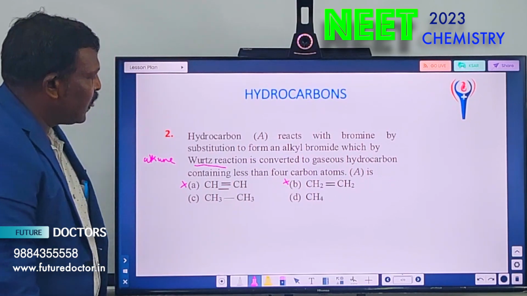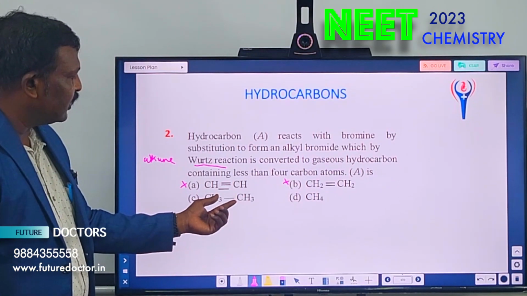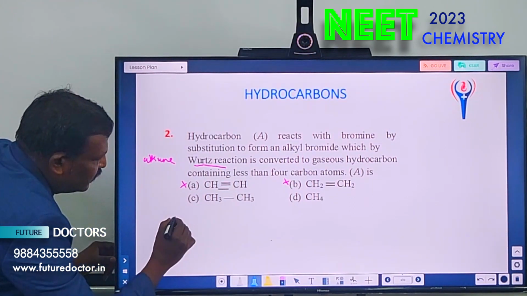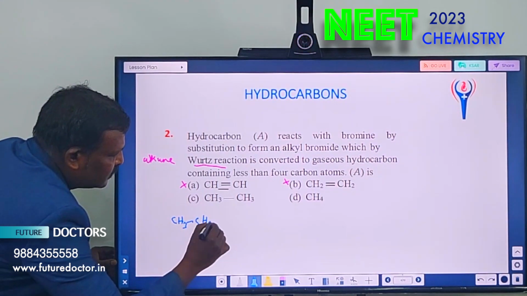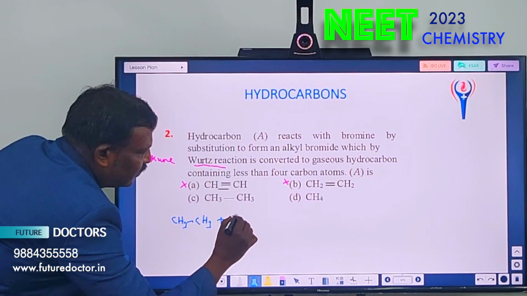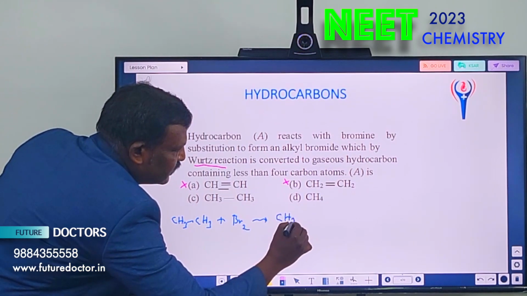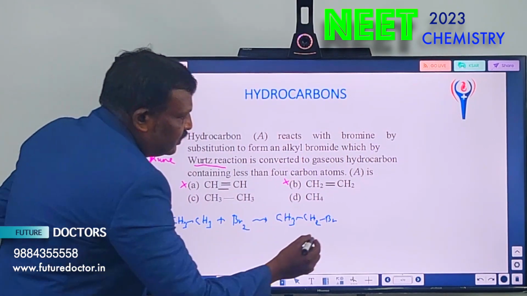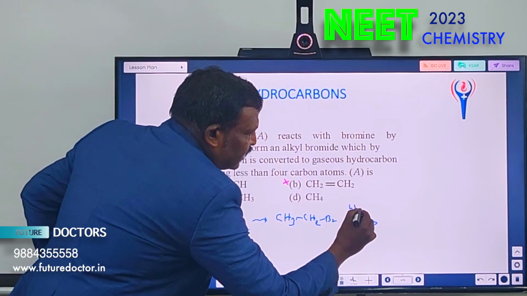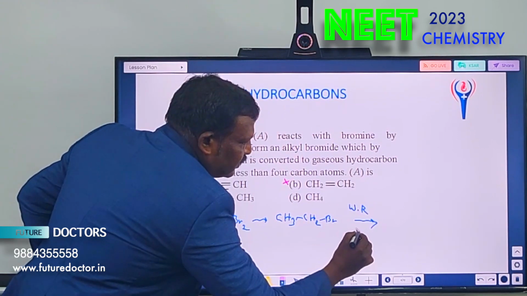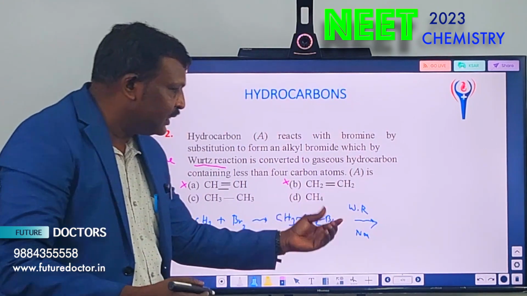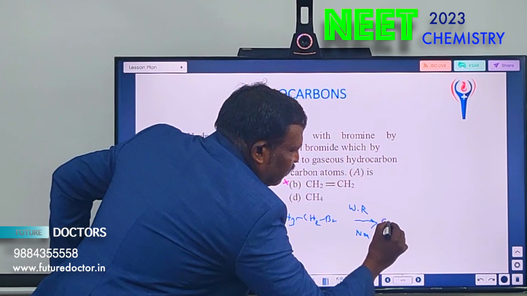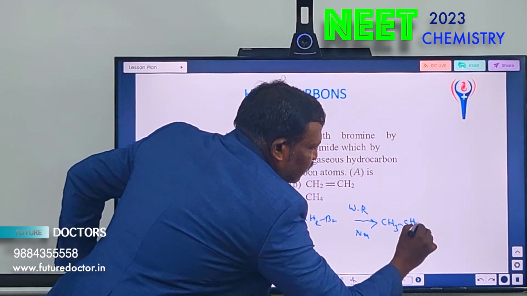Suppose we use this hydrocarbon, CH3 CH3, and it reacts with bromine. We get the product CH3 CH2 Br. Again, under the Wurtz reaction, we use sodium as one of the reactants, with this written 2 times. The product we get is N-butane.